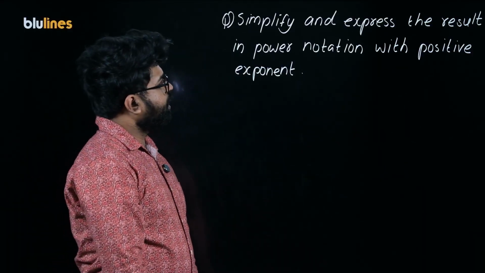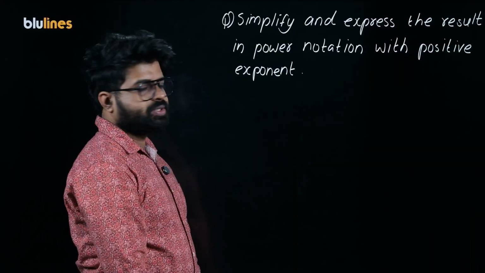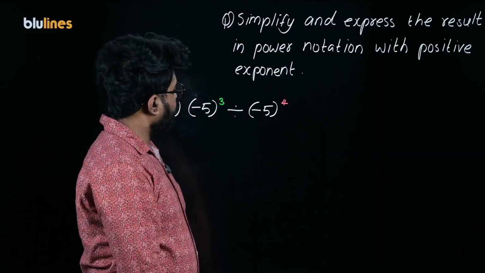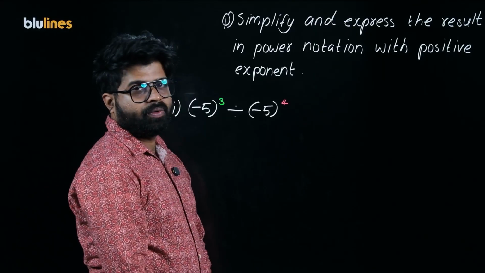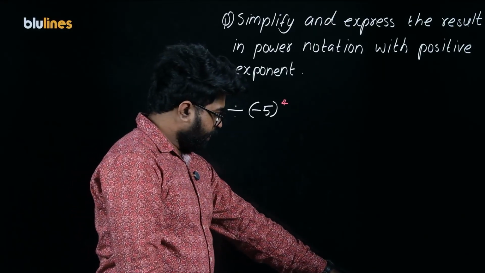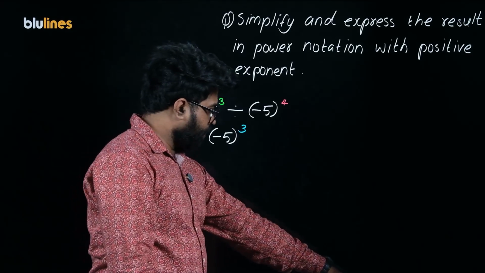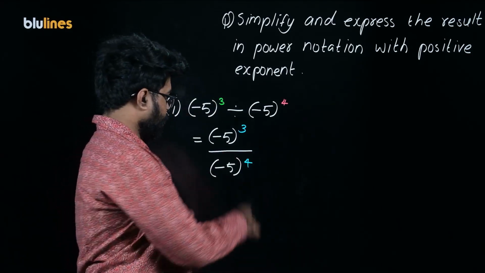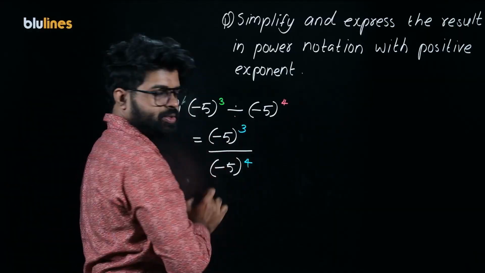Next one, simplify and express the result in power notation with positive exponents. Okay. So here you have negative 5 the whole cube divided by negative 5 the whole raised to 4. So you can write this in normal form, negative 5 whole raised to 3 divided by negative 5 whole raised to 4. Here you have same base and different exponent.